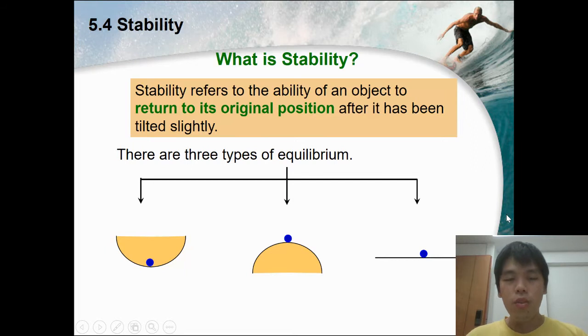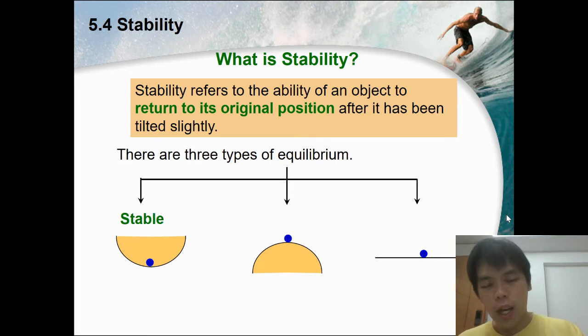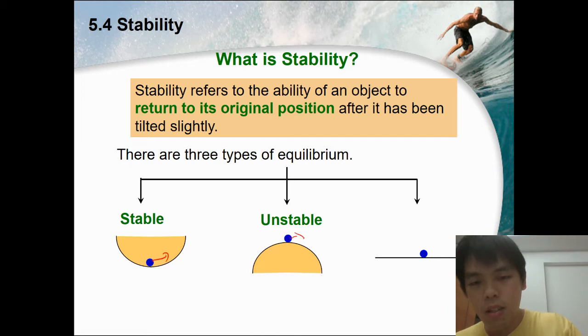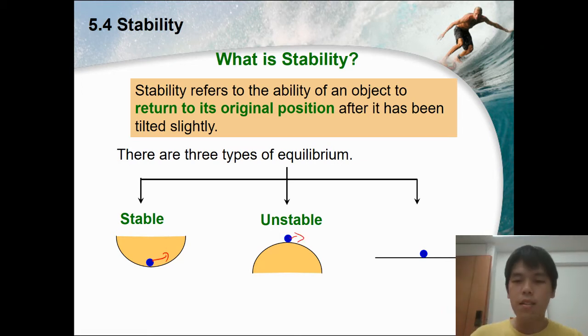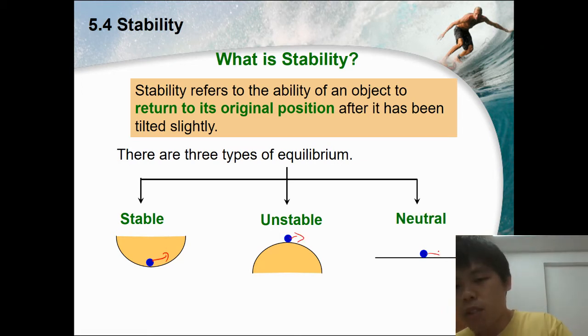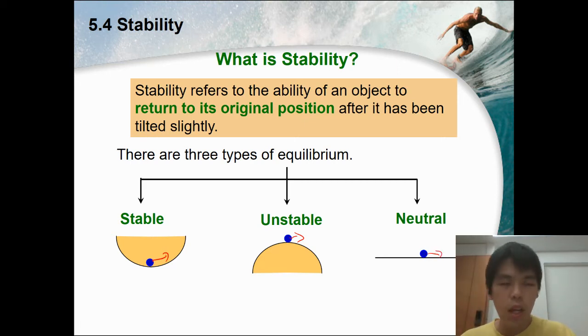When we talk about stability, stability refers to the ability of an object to return to its original position after it has been tilted slightly, displaced slightly, or moved slightly. These are the three types of equilibrium. First, stable: I move this a bit here, it comes back to its original position. Unstable: I move this a bit here and it falls off. Neutral: I move this a bit here and it moves at the same height across. That's neutral.